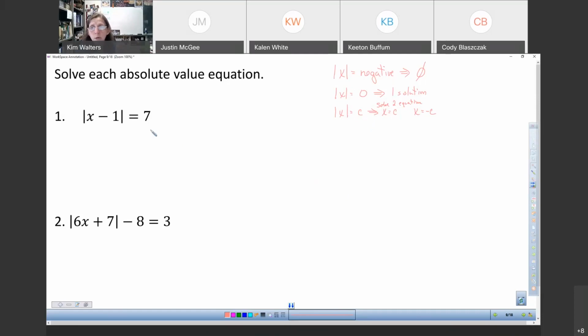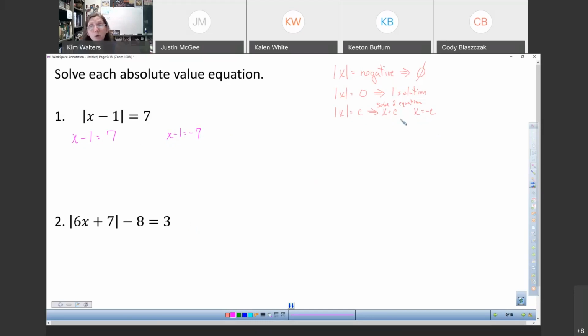Okay, all right, so here we go. We're going to start with number 1 here. That's always a good place to start. And I have absolute value of x minus 1 is equal to 7. So that's not negative, that's not 0, that's a positive. So that means that I'm going to write 2 equations. I'm going to write x minus 1 is equal to 7, and then I'm going to write x minus 1 is equal to the opposite of 7, which is negative 7. Okay? So now I have 2 equations to solve.